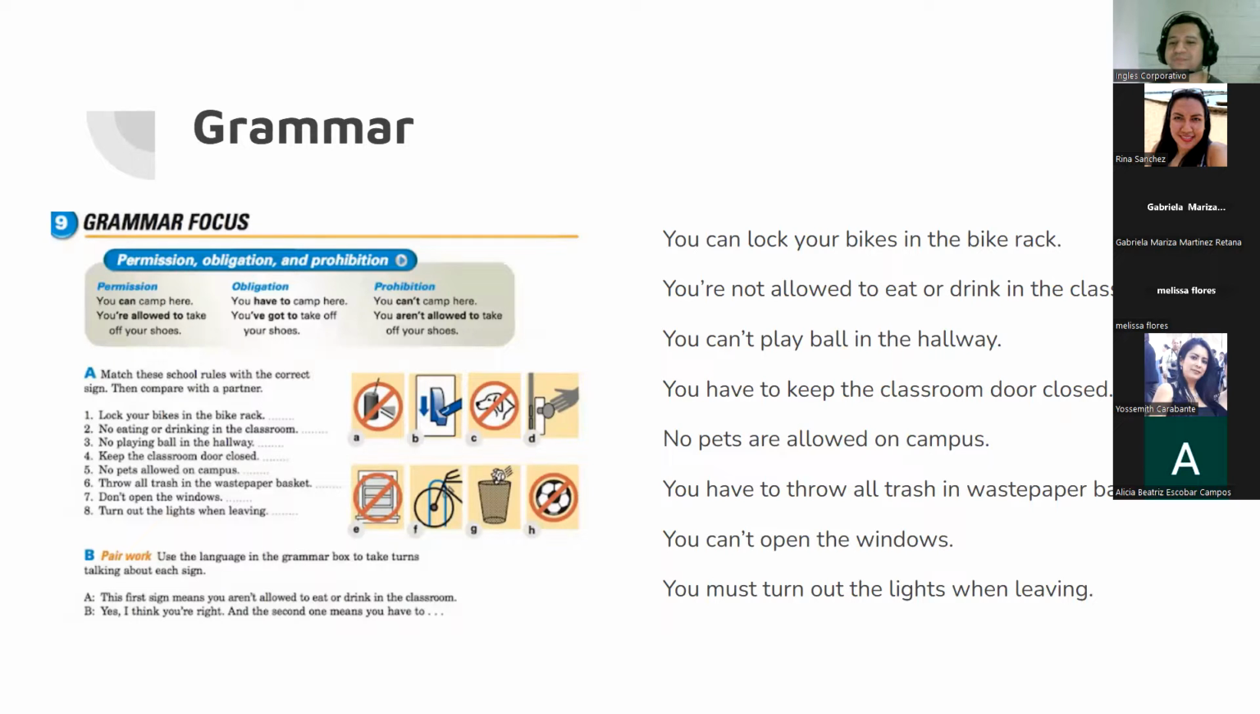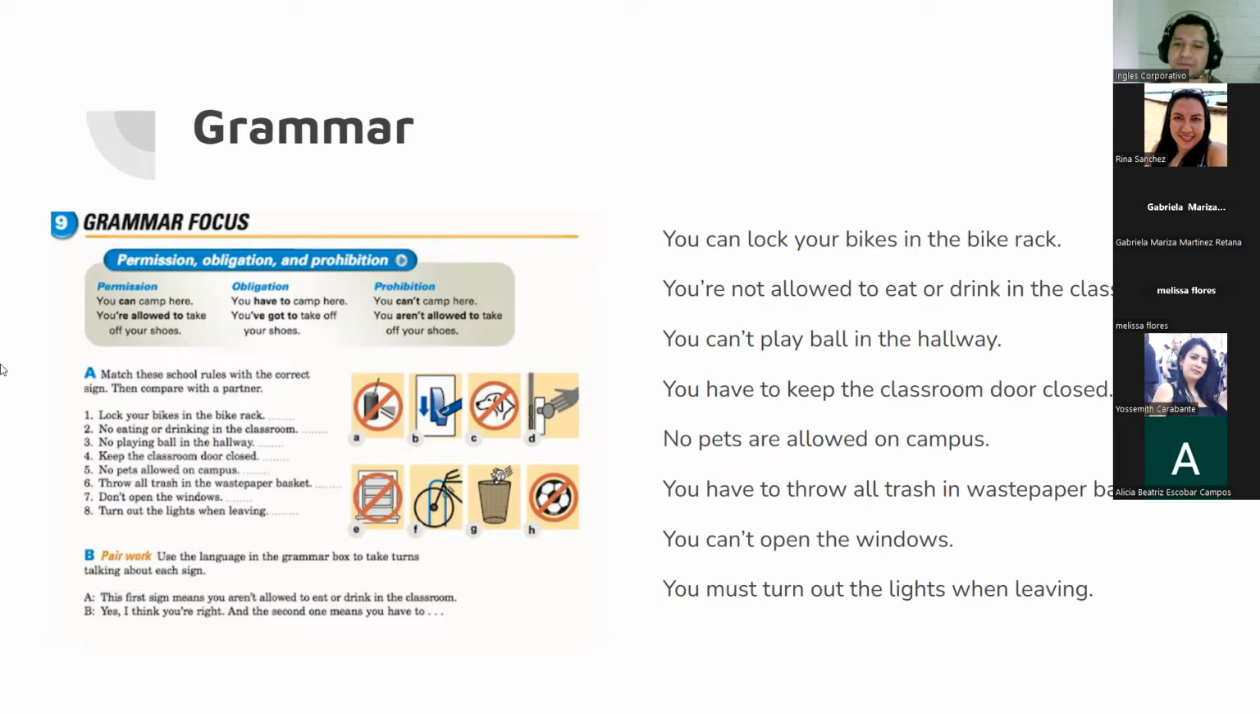So I think that we already did this. For example, the signs, right? We already checked the permission, obligation, and prohibition. For example, letter A, right? I didn't understand the letter A very well, but I think it is like a radio, right? Something like that. Don't open the windows to the charge or plane.